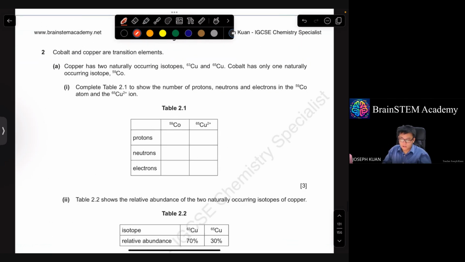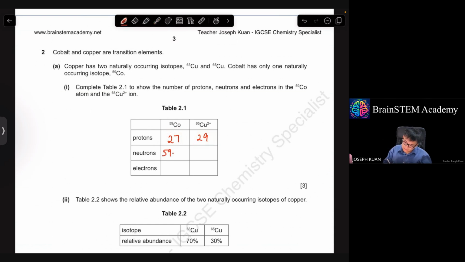Next question. Cobalt and copper are transition elements. Copper has 2 naturally occurring isotopes, copper 63 and copper 65. Cobalt has only 1 naturally occurring isotope, which is cobalt 59. Complete the table to show the number of protons, neutrons, and electrons in both particles. Okay, I have to look at the periodic table. Cobalt is element 27. Copper is element 29. Look at the periodic table to find the protons. For neutrons, take the big number minus the protons.